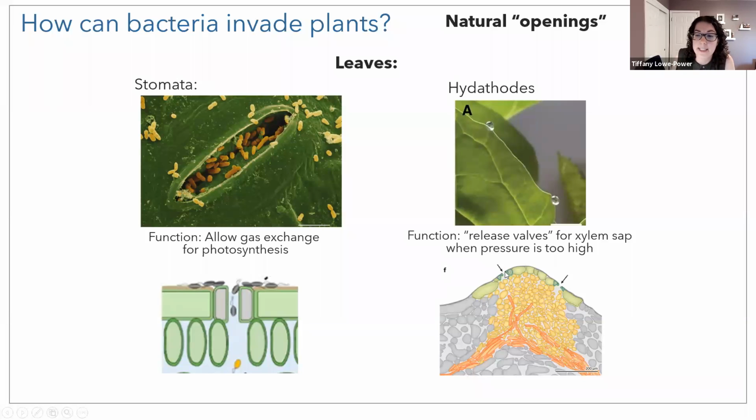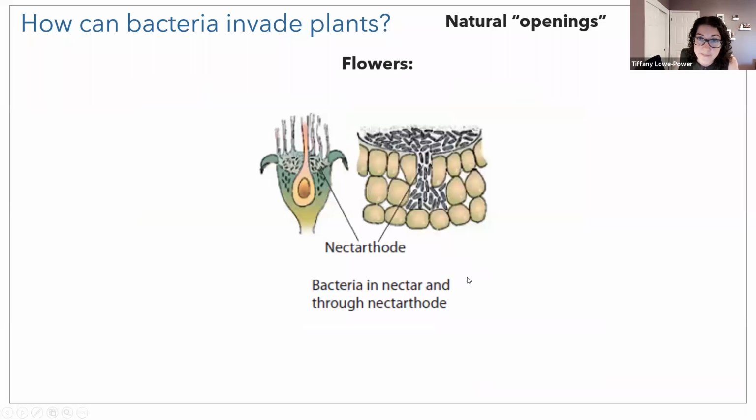And there are some pathogens that have adapted to be able to use this as one of their main ways to enter the plants. Flowers can also be points of entry for bacteria. So plants have a lot of weak spots in their anatomy that allow them to put nutrients into the nectar, as well as help that seed form. And so that's a natural opening that adapted pathogens can take advantage of. And so we'll learn about some bacterial pathogens that cause issues with colonizing flowers.